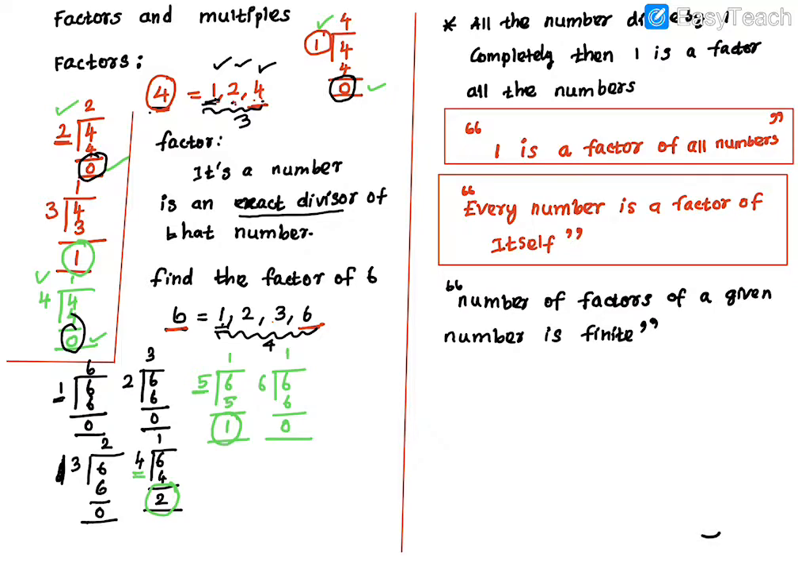Okay, see, I will write one more fact. Every factor of a number is an exact divisor of that number. So we already wrote that, I think. Okay. So one more fact I will write.